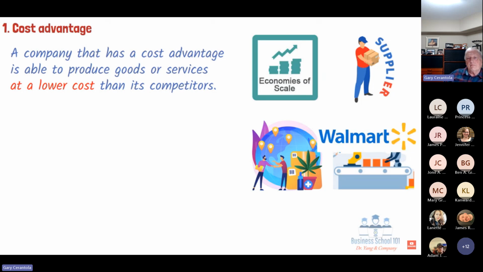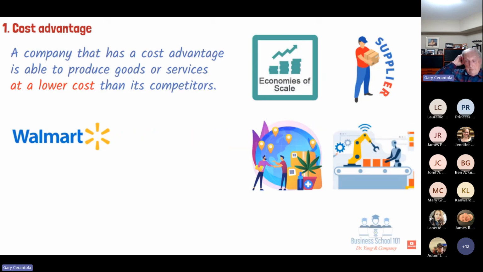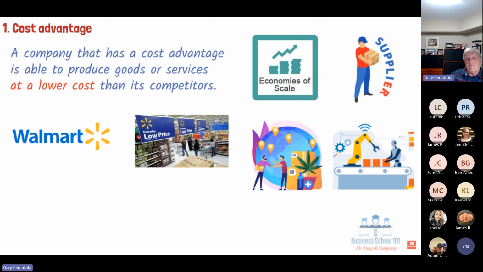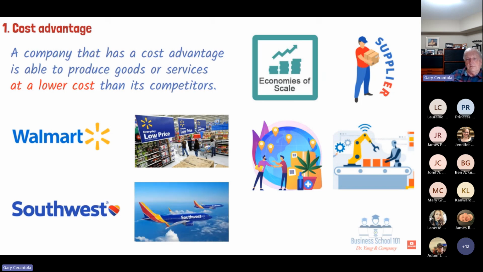First, Walmart. Walmart is known for its cost advantage, which it achieves through efficient supply chain management, bulk purchasing, and cost-saving initiatives. By keeping costs low, Walmart is able to offer lower prices to customers than its competitors, which attracts price-sensitive shoppers. Second, Southwest Airlines. Southwest Airlines has a cost advantage in the airline industry, which it achieves through a focus on operational efficiency and low overhead costs. By keeping costs low, Southwest is able to offer affordable fares to customers, which has made it a popular choice for budget-conscious travelers.